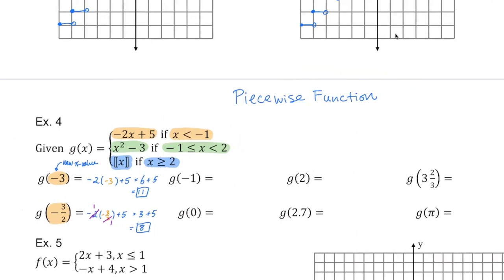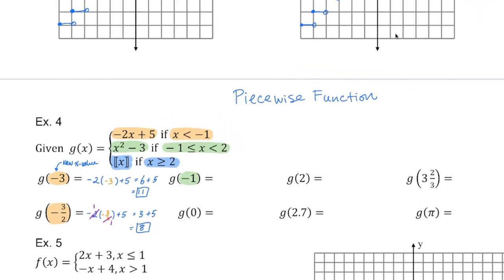Negative 1. Which one includes negative 1? If x is equal to negative 1, which function do we use? I'll give you 3 seconds to pick. Which one are we going to use? Well, we're going to use the middle one, because x is greater than or equal to negative 1.